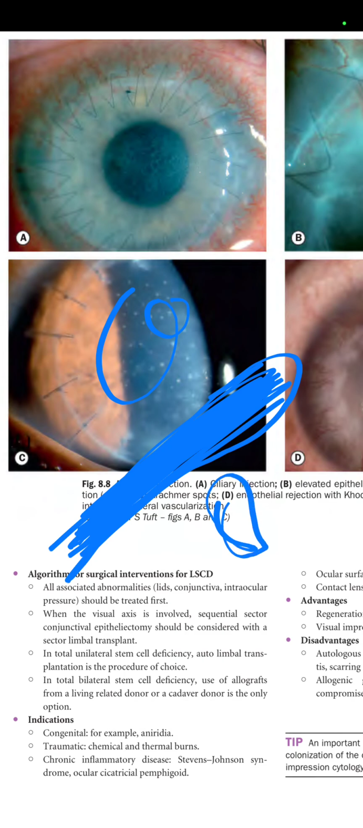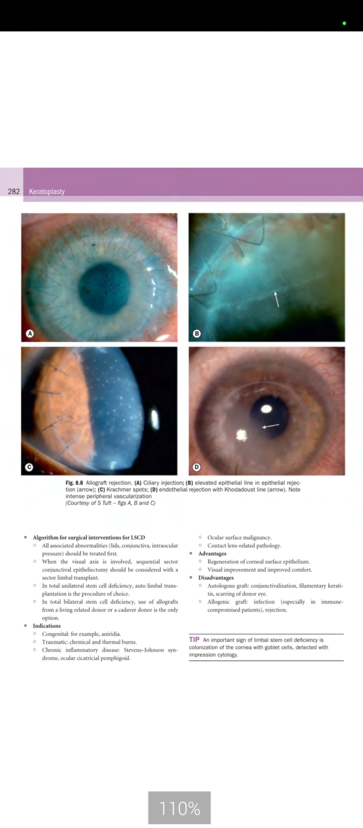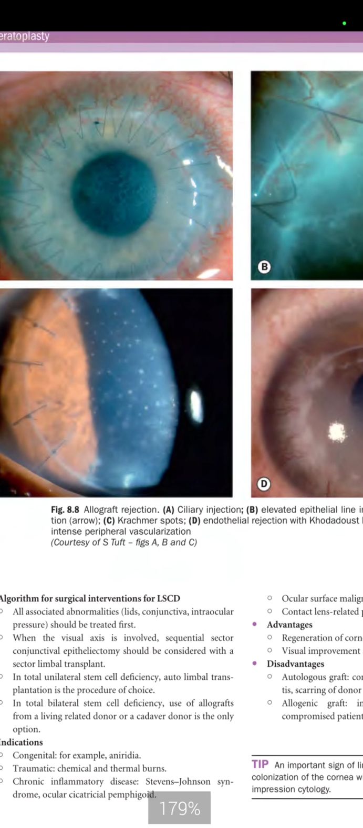In total unilateral stem cell deficiency, autolimbal transplant is the procedure of choice. In total bilateral stem cell deficiency, use of an allograft from a living related donor or cadaver donor is the only option. So if there is unilateral limbal stem cell deficiency, you can take the donor limbal cells from the other eye, but if both are involved, then you have to go for a cadaveric donor.